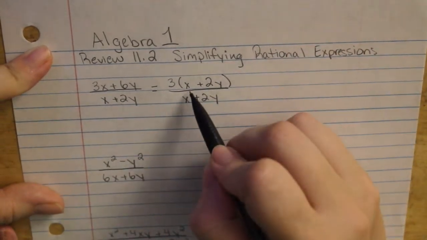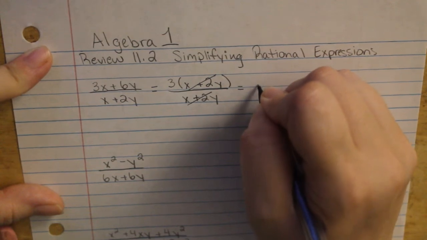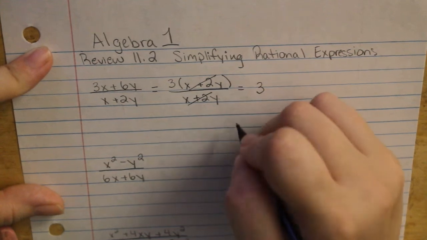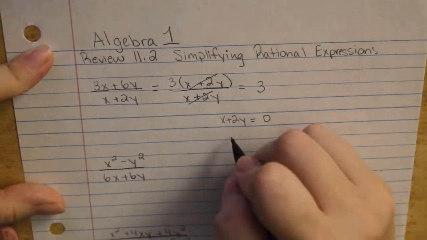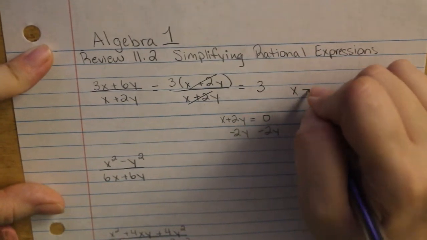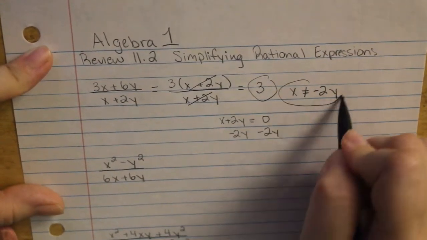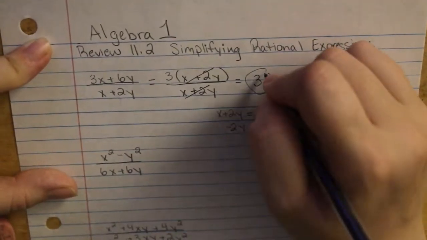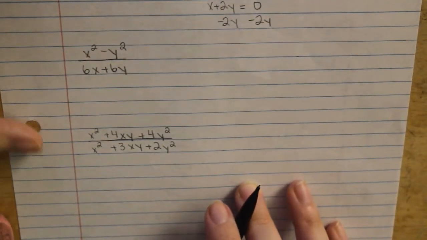Look here. I've got the same thing on the top that I have on the bottom, which means I have my answer as 3. I have to set this equal to 0 because it came out of the bottom. So I subtract my 2y from both sides, and I end up with x cannot equal negative 2y. So I've got 3 as my answer, and x cannot equal negative 2y as my restraint, as my limit, if you would. Okay? Let's move on to the next one.